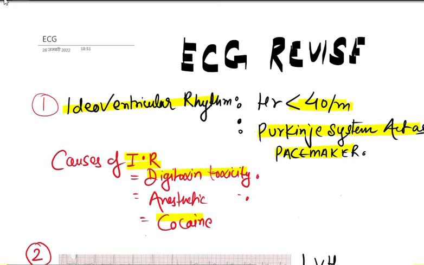Okay, first is the idioventricular rhythm. It is a very slow heart rate, less than 40 per minute. The pacemaker is the Purkinje system, that's why the heart rate is very slow. Causes of idioventricular rhythm are digitoxin toxicity, anesthetic agents and cocaine.